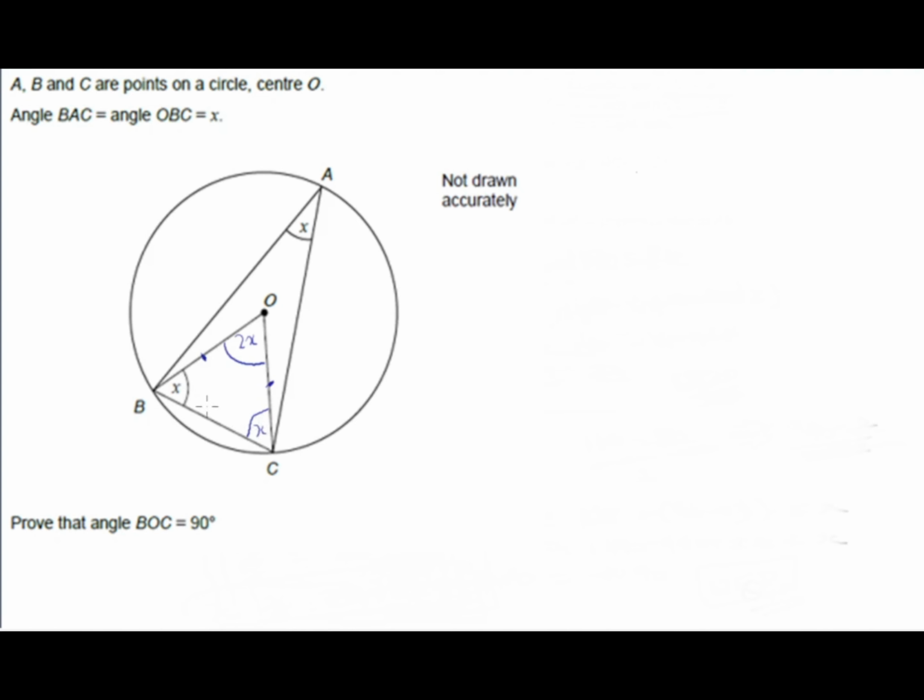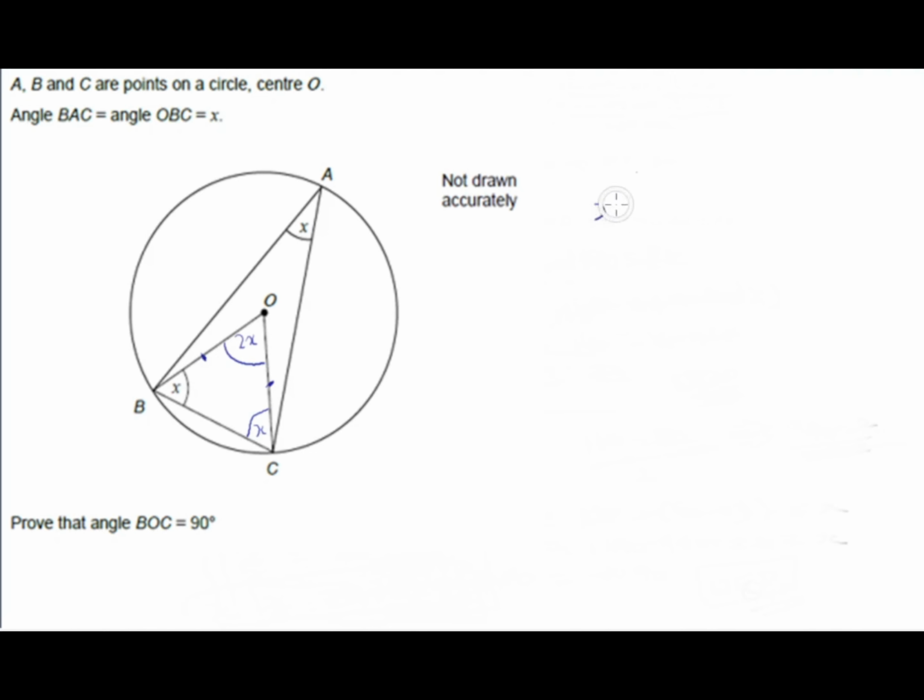Okay, now if we're looking at triangle BOC, we have all the angles. So we have x, 2x, and x. So we have all the angles within this triangle right here. Now, we know that the sum of all the angles in a triangle must be equal to 180, so it must add up to give you 180 degrees. So let's go. We're going to add these and equate it to 180 degrees.